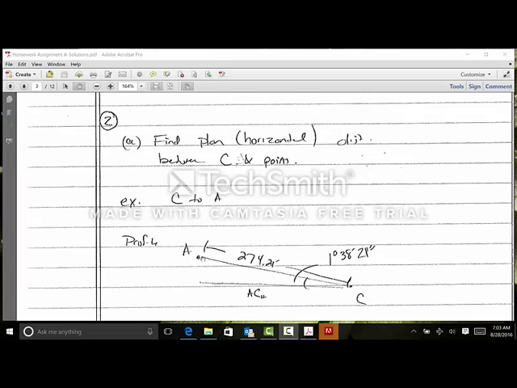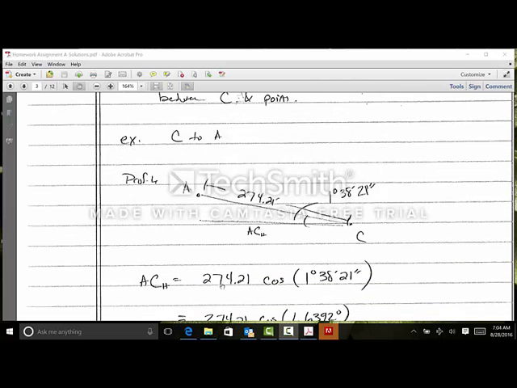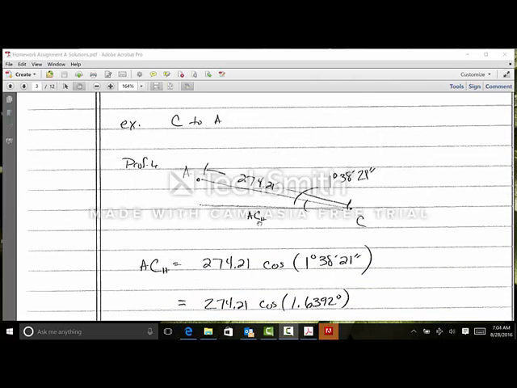Now, in order to determine the station at A, I want to know the distance right here, my horizontal distance. So all I'm going to do is use trig to drop this slope distance down to the horizon. And that's what I've done here. My distance from A to C in the horizontal plane is 274.21 feet times the cosine of this angle.